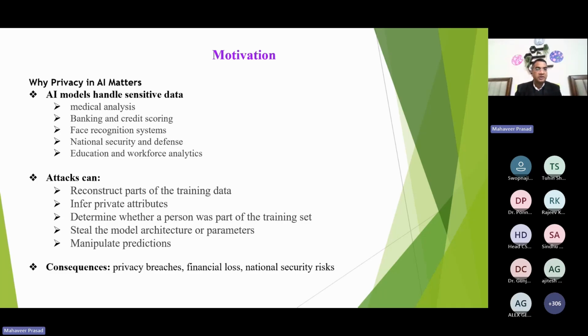Okay, so then we are using these AI models in education and workforce analysis.